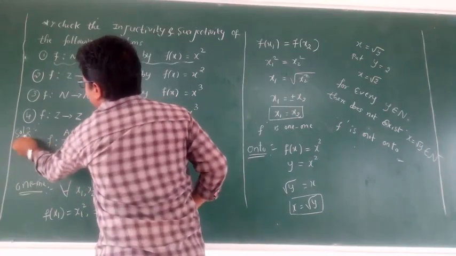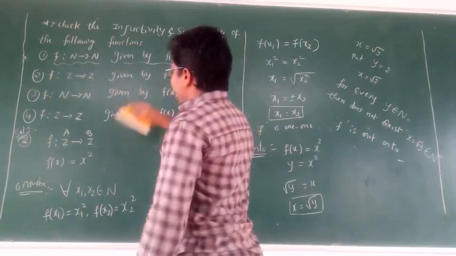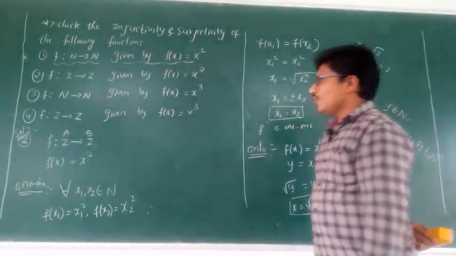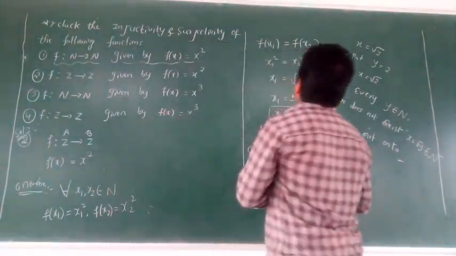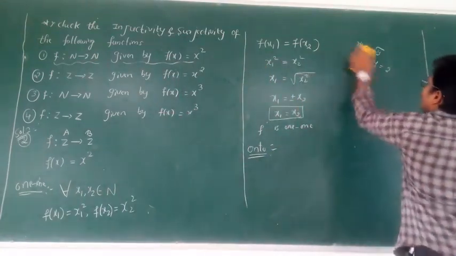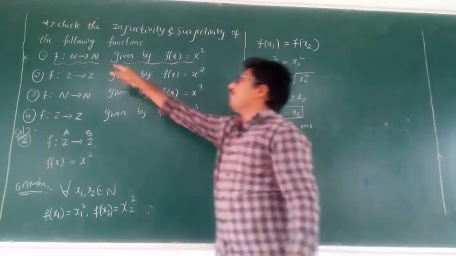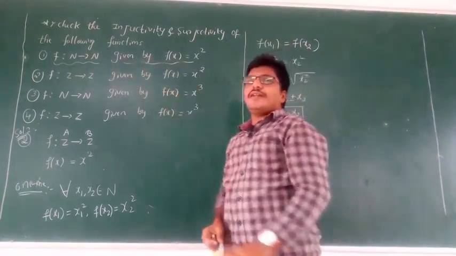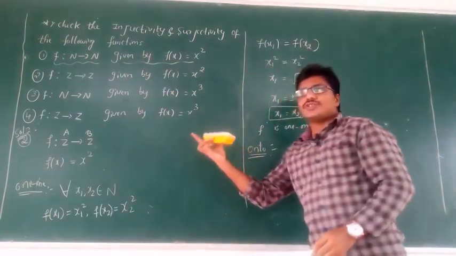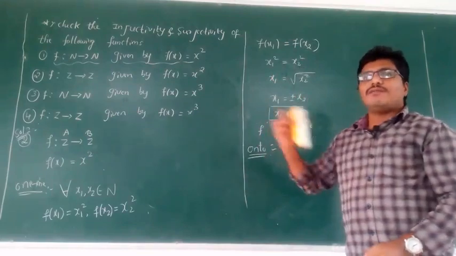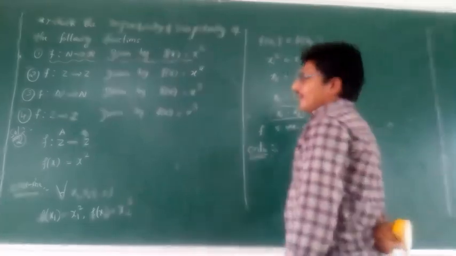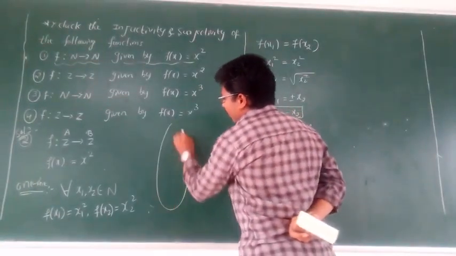Second question. A similar function is there: f of x is equal to x square. In the previous problem, f from N to N, they were asking about natural numbers only. At that time both sets started from 1 to infinity. But here they are asking Z, it means integers. We have to take integers.